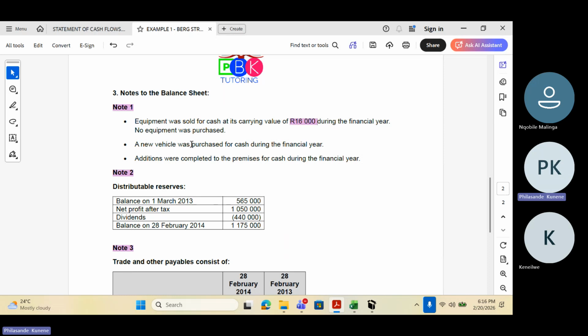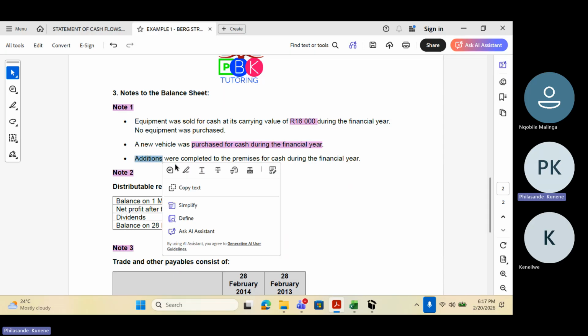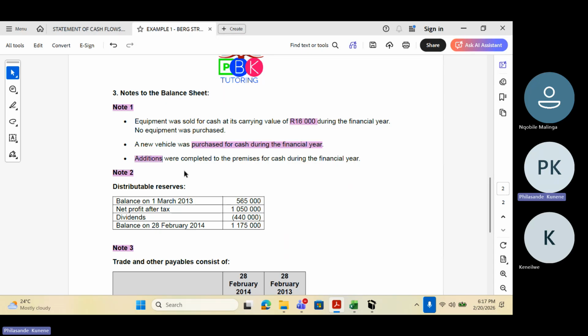A new vehicle was purchased for cash during the financial year. We don't know how much, which means we need to calculate how much we purchased it for. Remember, when we're doing the cash flow statement, we're focusing more on the movement of cash. Additions were completed to the premises for cash during the financial year. So this is affecting what? The land and buildings. So we need to look at that.